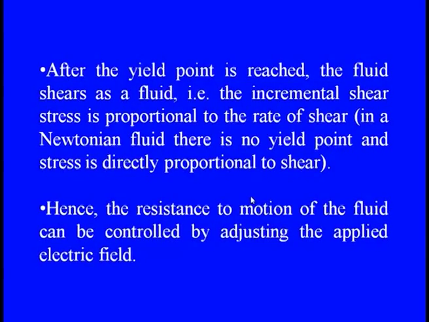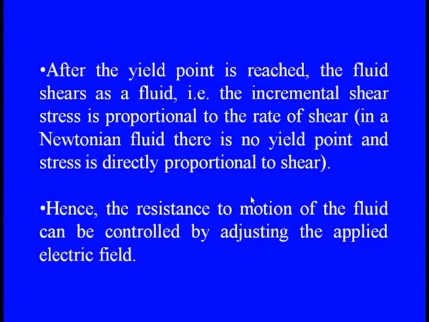So, we know that when we talk about a Newtonian fluid, it is a straight line, meaning stress and strain are directly proportional. In this case, we do not have the direct proportional features up to the yield point. Here there is first no strain up to a certain amount of force because of the viscous part absorbing it, and then they show a linear feature between the stress and the rate of strain. Hence, the resistance to motion of the fluid can be controlled by adjusting the applied electric field.